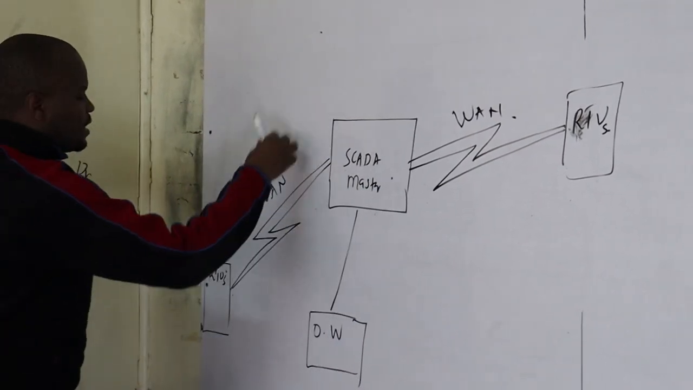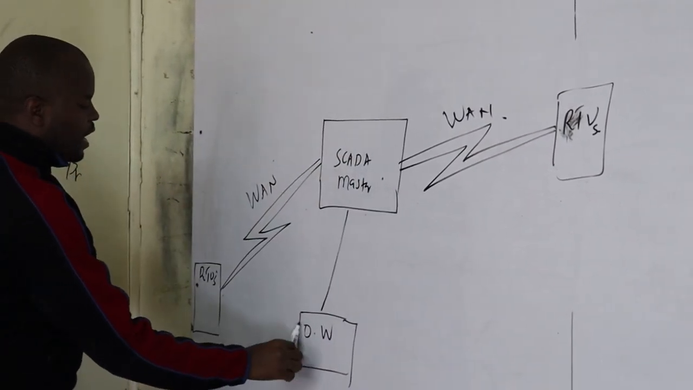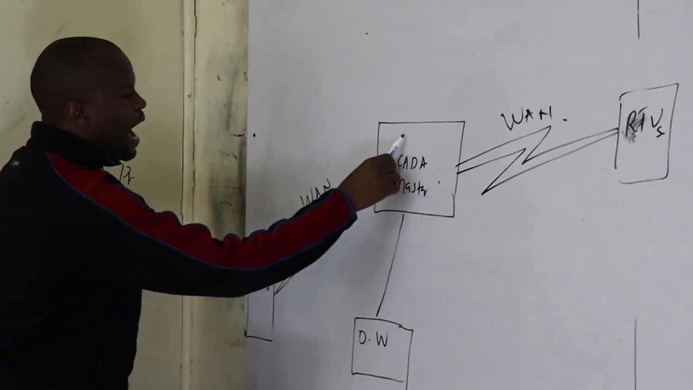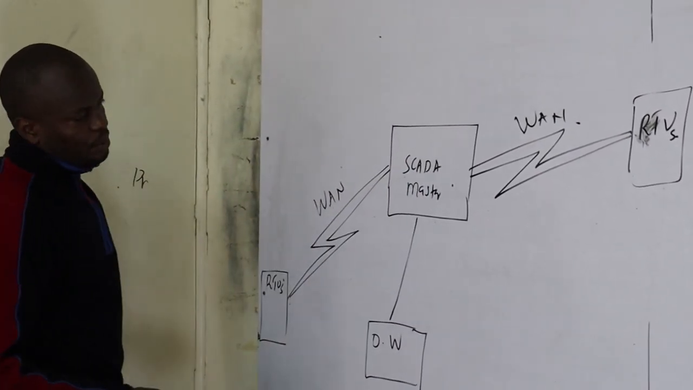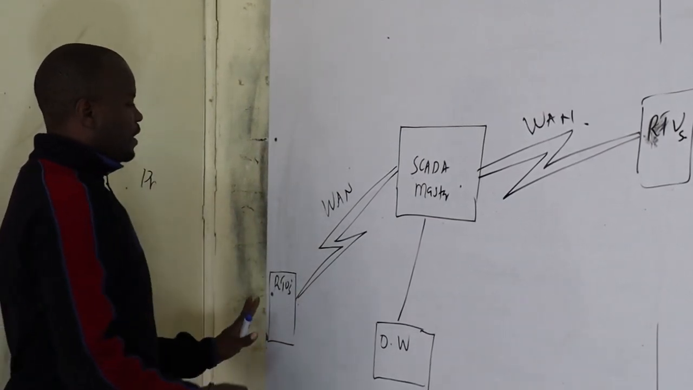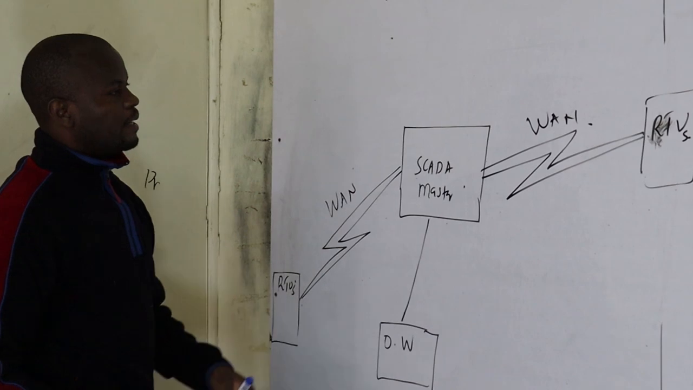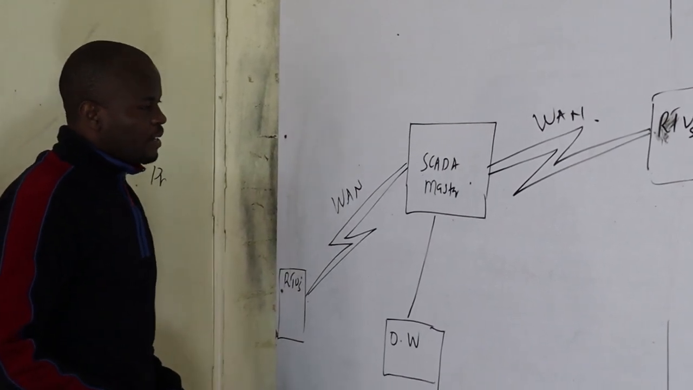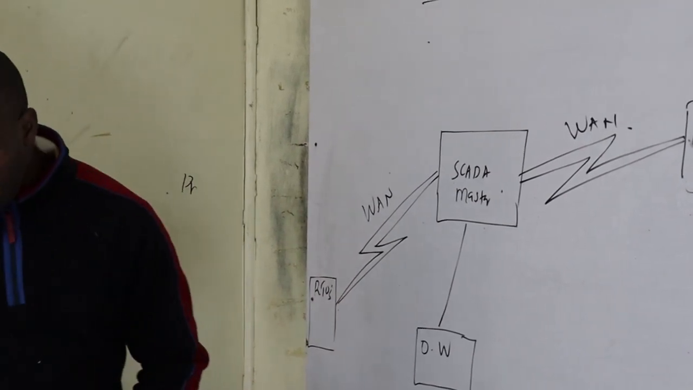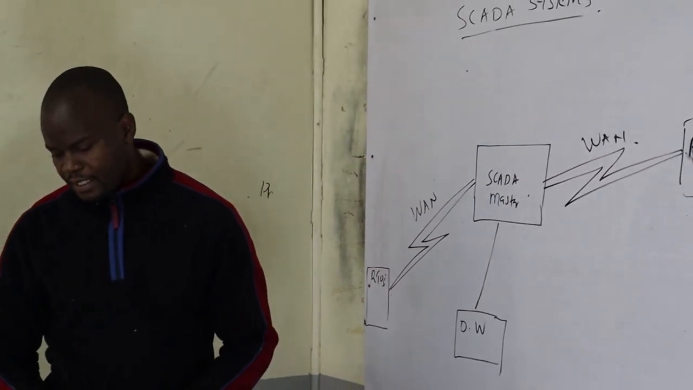And then at this SCADA system, this is where we also have the operator, that is the operator workstation. And it is at the same place where we are supposed to have the human-machine interface that translates whatever is happening to the RTU to the operator so that a perfect response can be achieved. So that is a typical block diagram of a SCADA system.